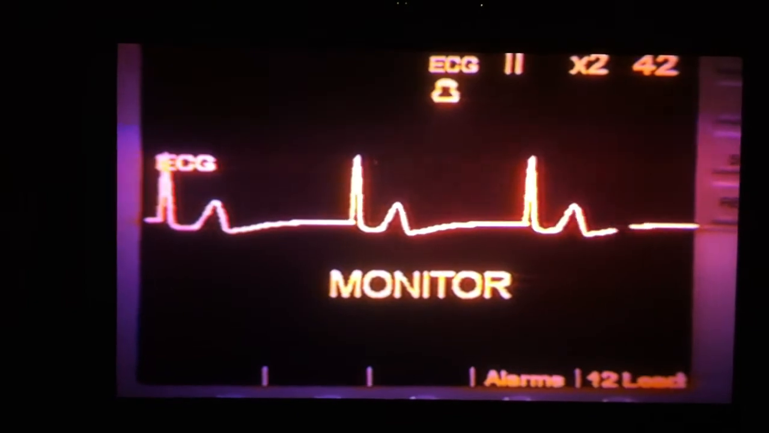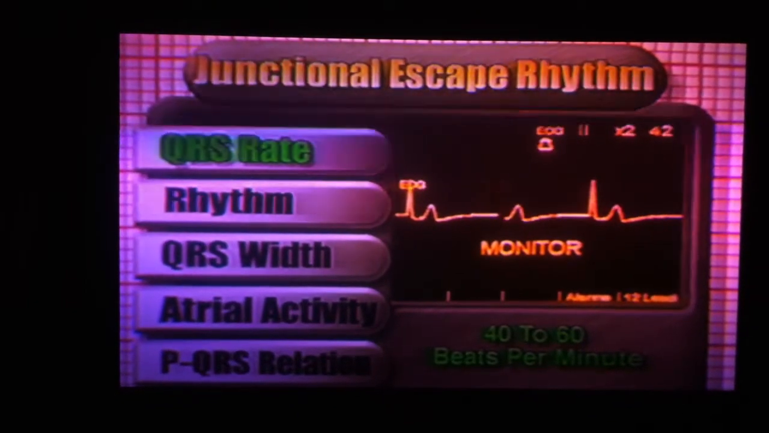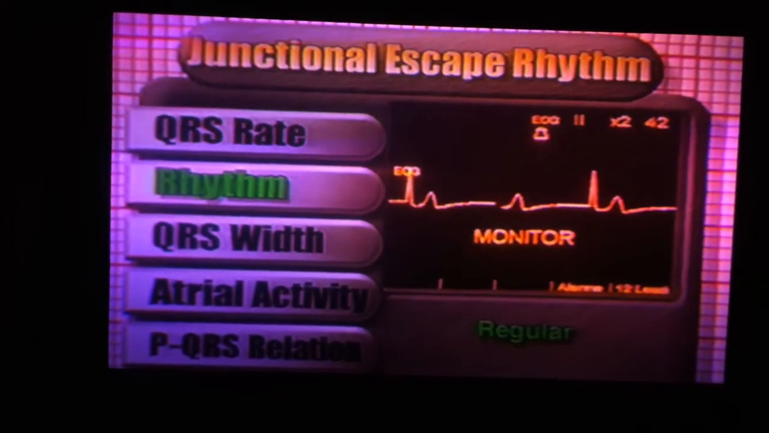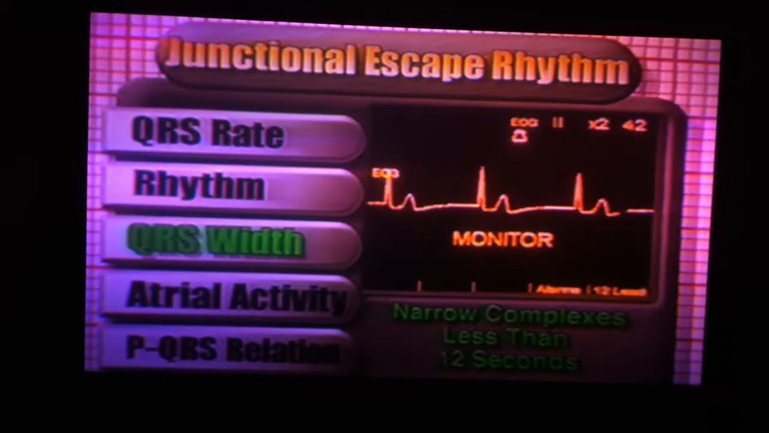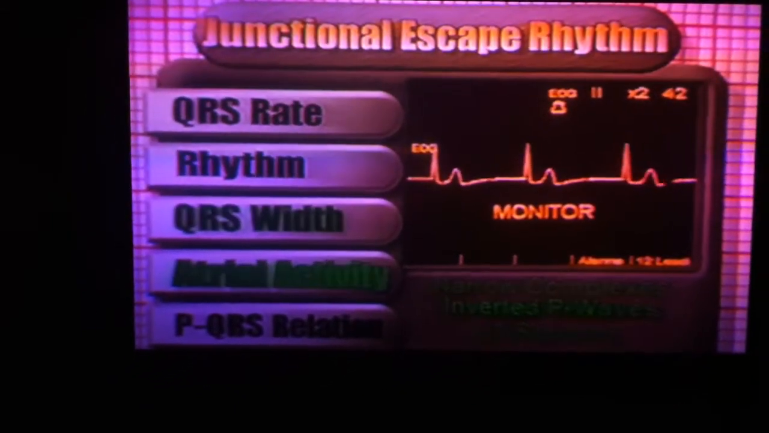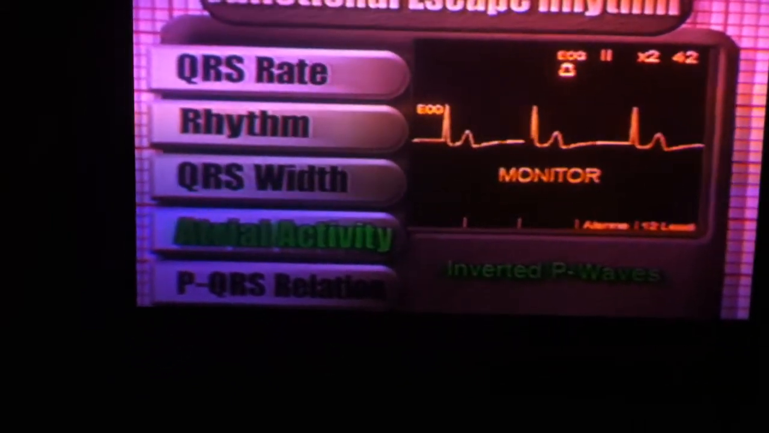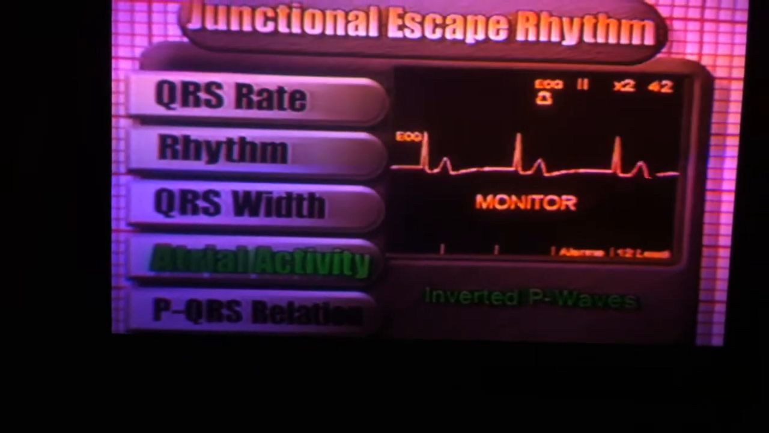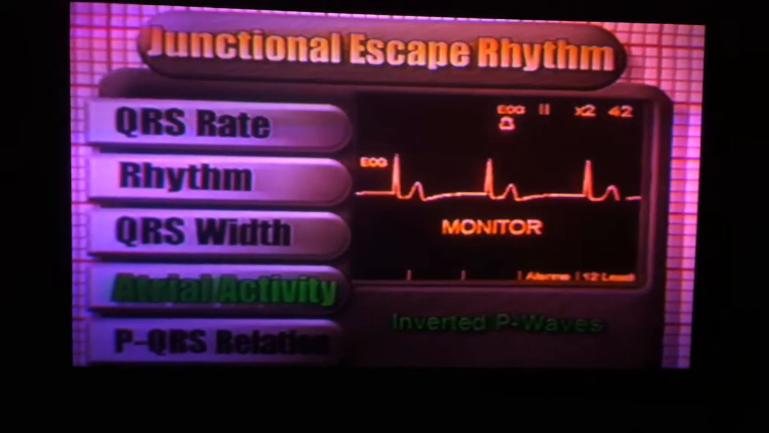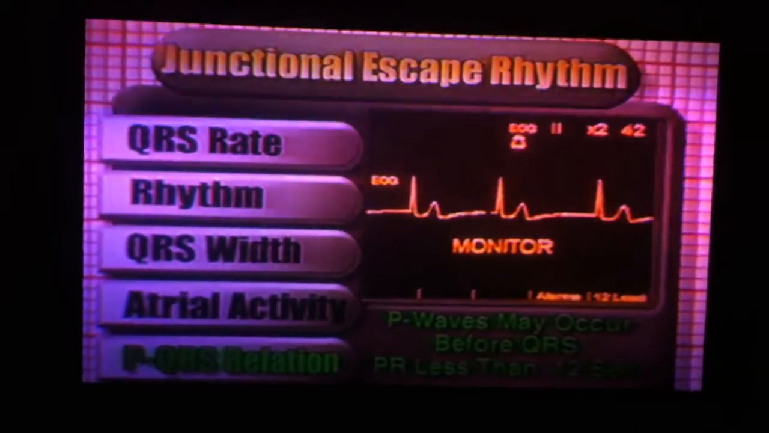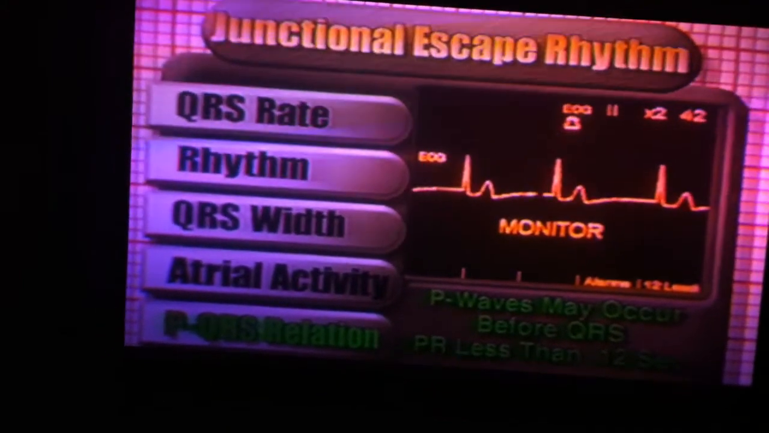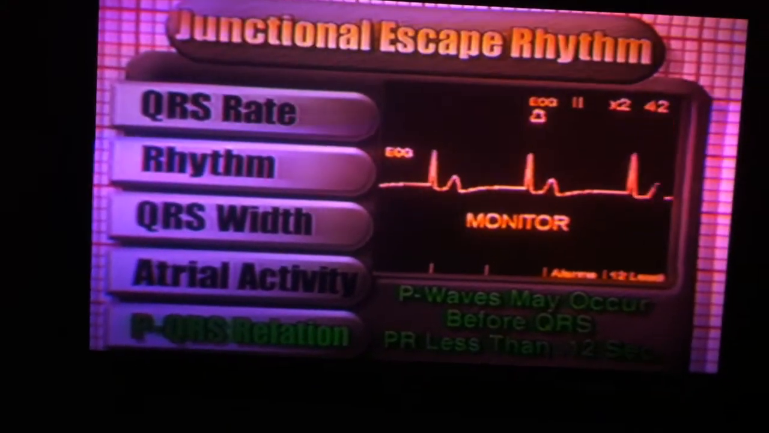Using the 5-step method, a junctional escape rhythm will have a rate of 40 to 60 beats per minute. The rhythm will be regular and usually have narrow QRS complexes that are less than 0.12 seconds wide. The atrial activity will reveal inverted P waves that may be before or after the QRS complex or hidden within the QRS complex. If the P wave occurs before the QRS complex, the PR interval will be abnormally short and less than 0.12 seconds long.